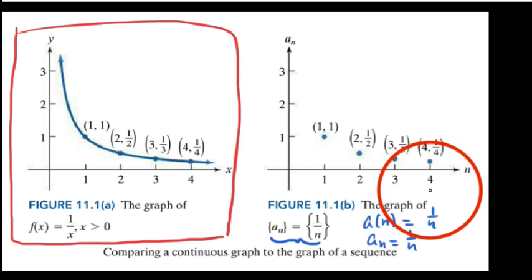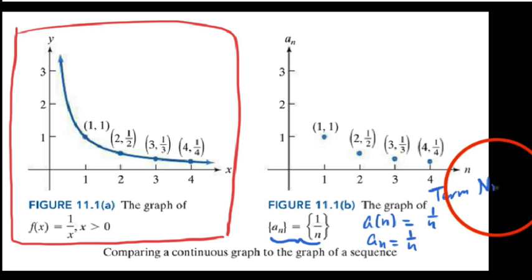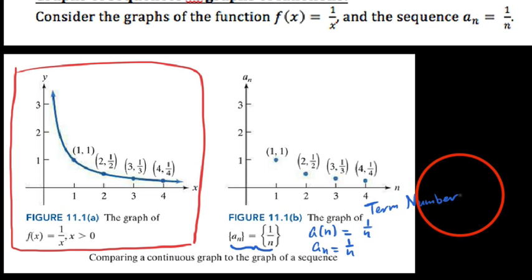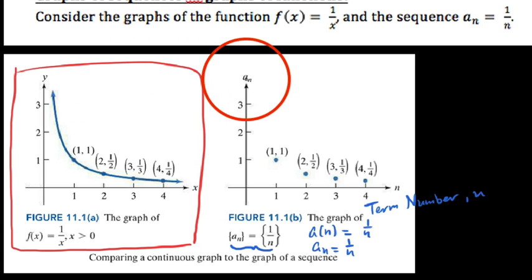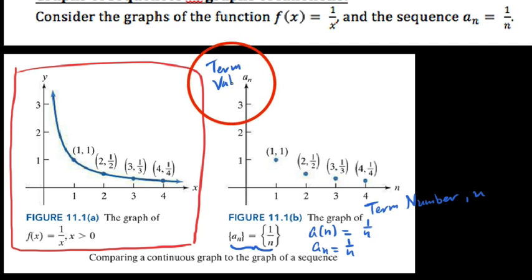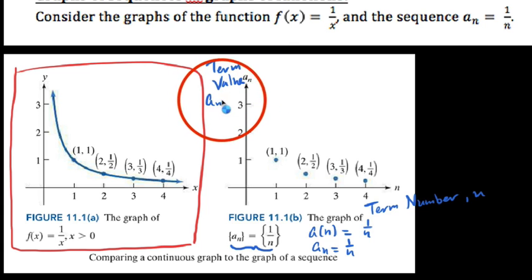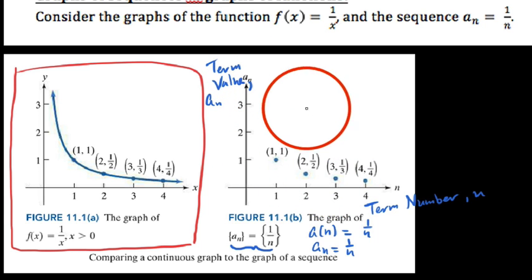One thing I want to do is make sure that we represent this appropriately here. We say that these are the terms, or the term number, and I want to make sure we label the x-axis here. Our term number is represented by n, and you see up at the top here a sub n. We're going to say that this is the term value, whatever it is representing, and I'm going to rewrite this here as a sub n.